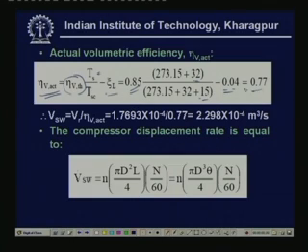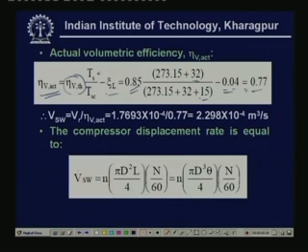0.77. Now we know that from this we can find out what is the required swept volume of the compressor. This is nothing but the volumetric flow rate of the refrigerant divided by the actual volumetric efficiency. So if we substitute these values, we find that the required swept volume of the compressor is 2.298 into 10 to the power of -4 meter cube per second.